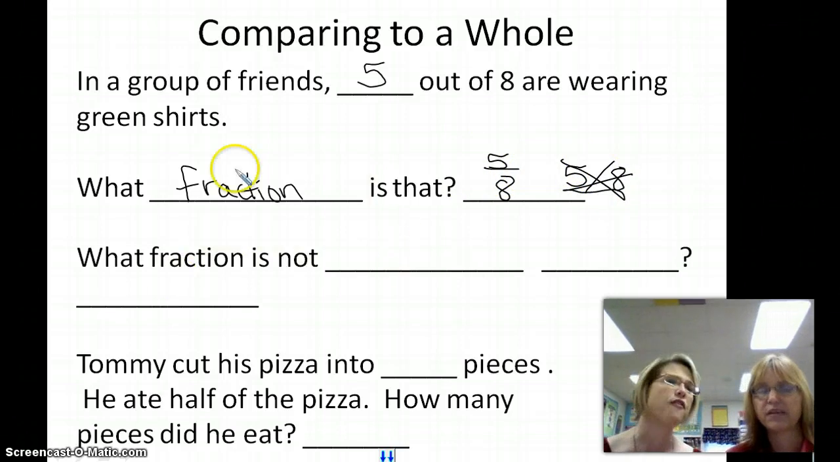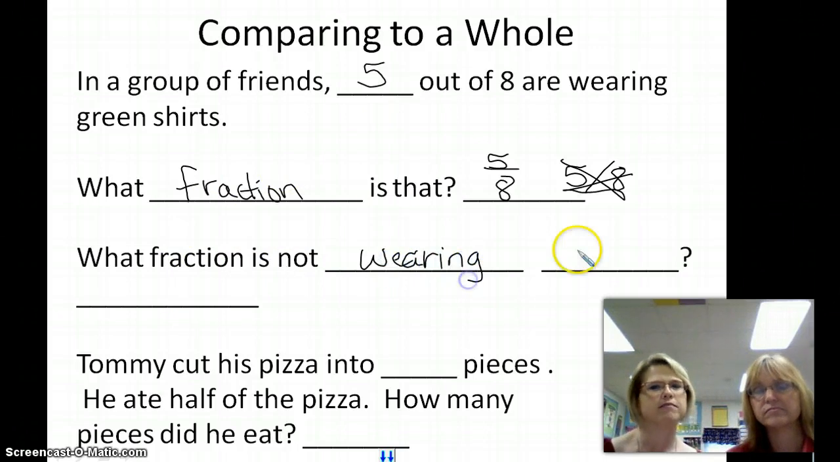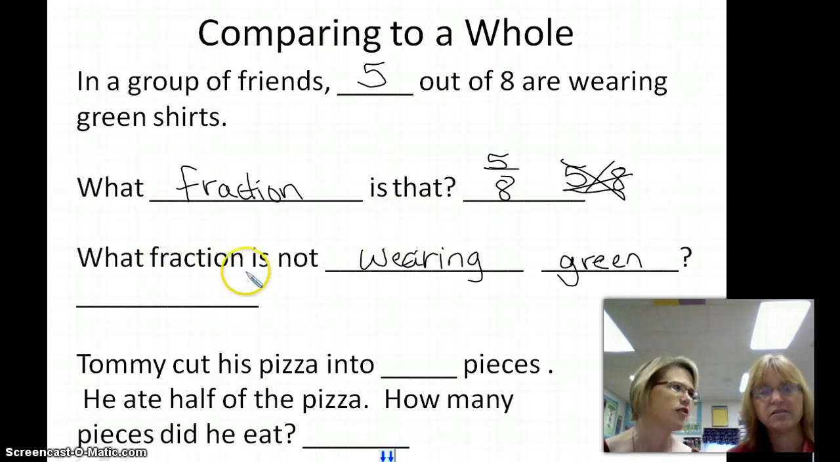Okay, so if that fraction is wearing green, what fraction is not wearing green? There are 8 students, and 5 are wearing green. So we're comparing it to a whole group. If 5 are wearing green, how many are not wearing green? 3. And it does ask for a fraction, so it'd be 3 over 8.